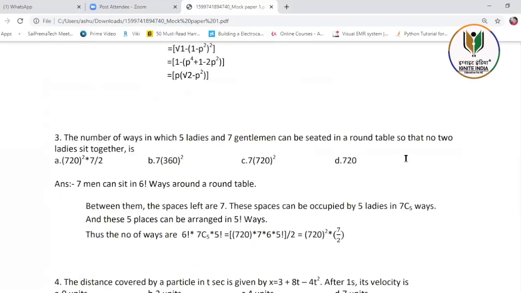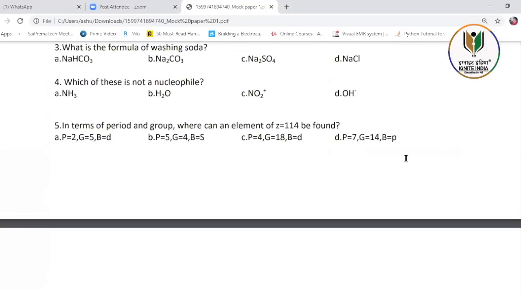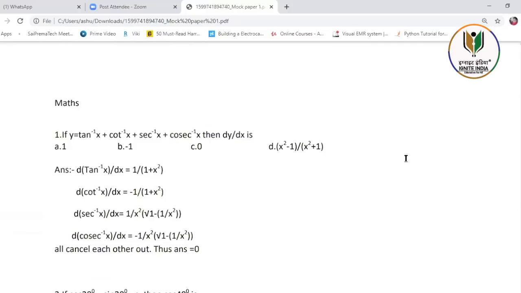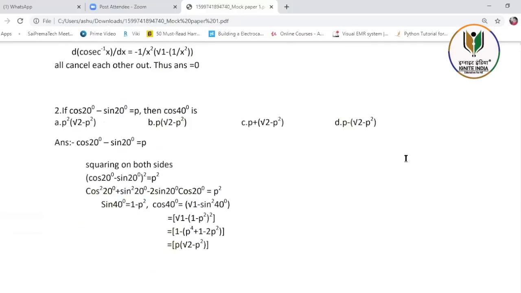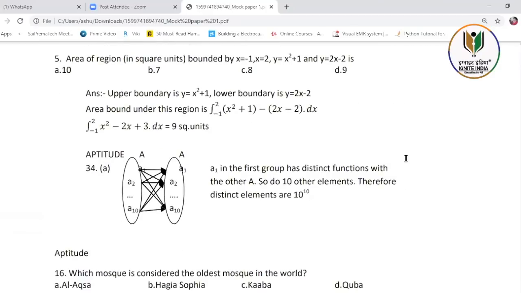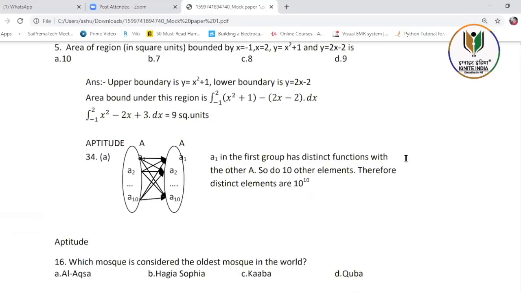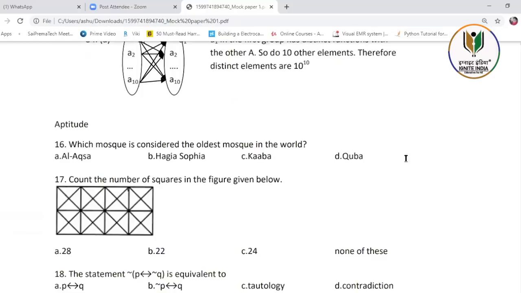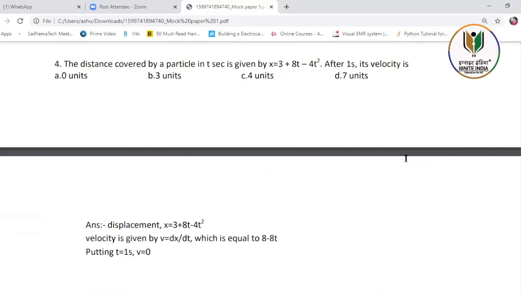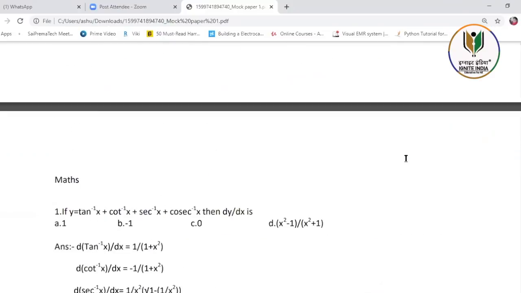But in math, there is set theory and mathematical reasoning, which is not in the math syllabus. It is considered in the aptitude syllabus. So you will be finding questions of set theory and mathematical reasoning in aptitude. So be prepared for that. Okay, let's start with mathematics.